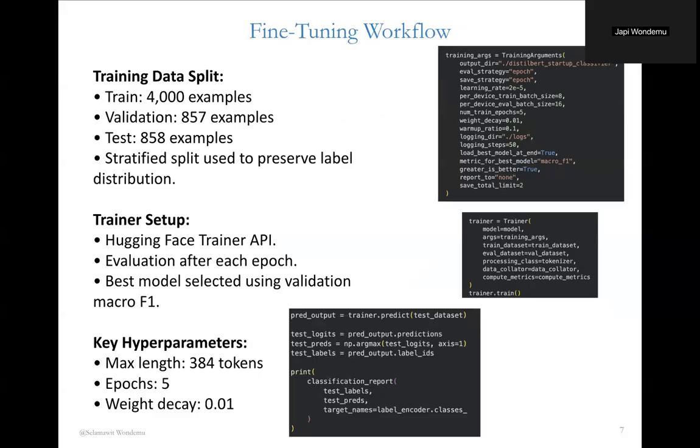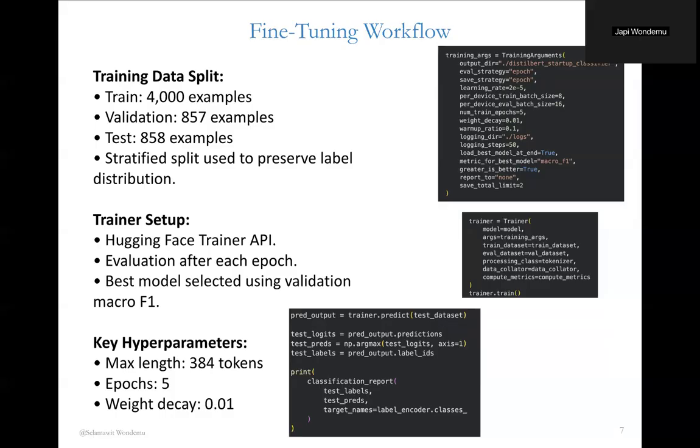For the fine-tuning workflow, I split my data into 70, 15, 15, which left me with 4,000 examples for training, 857 examples for validation, and 858 examples for test. To fine-tune my models, instead of using PyTorch loops, I actually use the Hugging Face Trainer API, which makes it easier for me to focus on choosing a model instead of building an architecture or a training architecture.